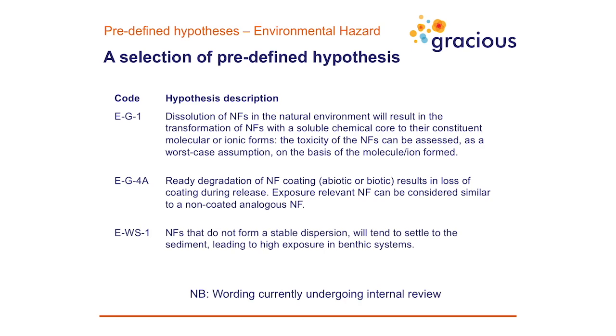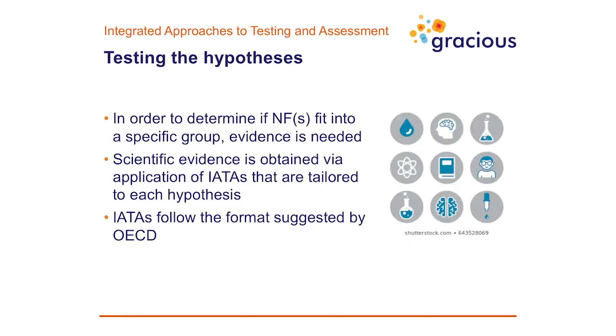For the environmental hazard hypotheses, this wording has been updated since the version that I'm showing you here, but again it includes information about the physicochemical characteristics, the compartment of the environment, and the hazard associated with exposure to that compartment. So you can see we have hypotheses that look at dissolution of nanoforms. We have ones that look at the coating and the stability of the coating in different environments, and we also consider the stability of different dispersions in different environments as well.